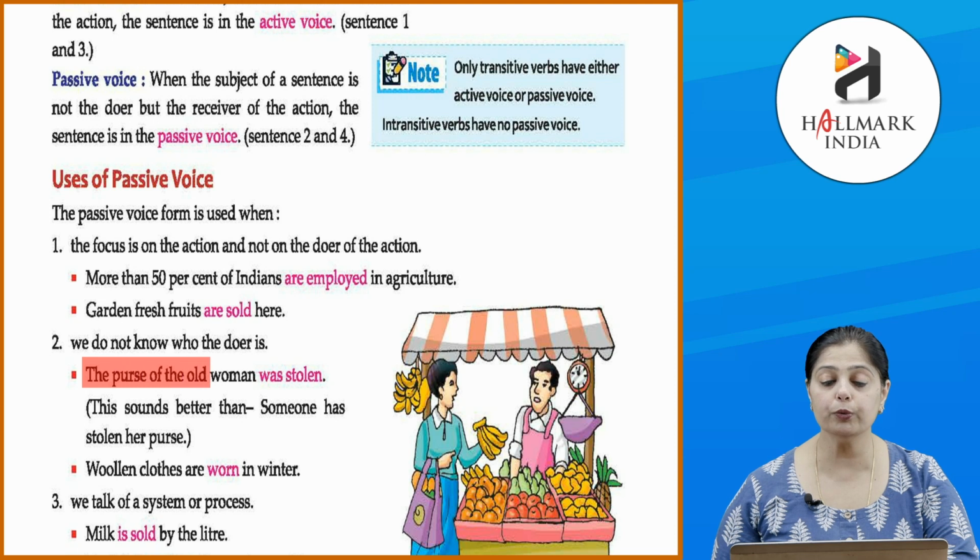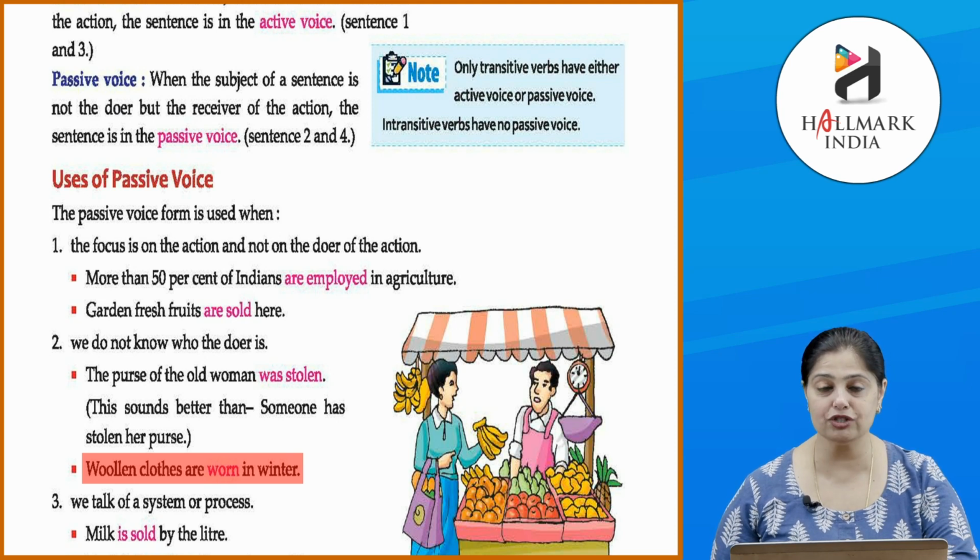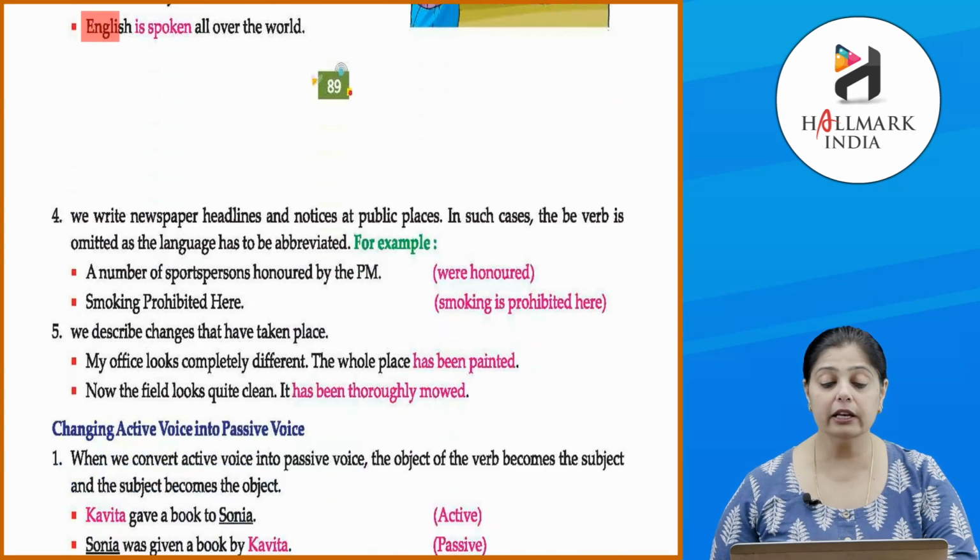The purse of the old woman was stolen. This sounds better than someone has stolen her purse, isn't it? Woolen clothes are worn in winter. So there is no particular doer of the action here. We talk of a system or process when we talk about a system or process. Milk is sold by the liter. English is spoken all over the world.